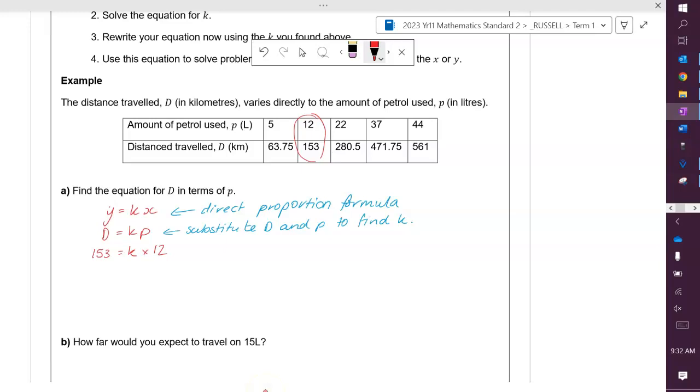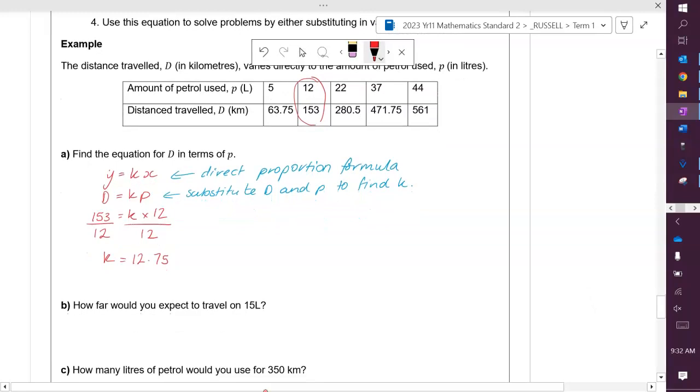If this is multiplying by 12, the inverse or opposite is to divide by 12. I'm just rearranging to put k on the left: 153 divided by 12 gives us 12.75. So that's the first part, but it says find an equation. I now need to rewrite this into the equation, so it becomes d equals 12.75p. That is my final equation.